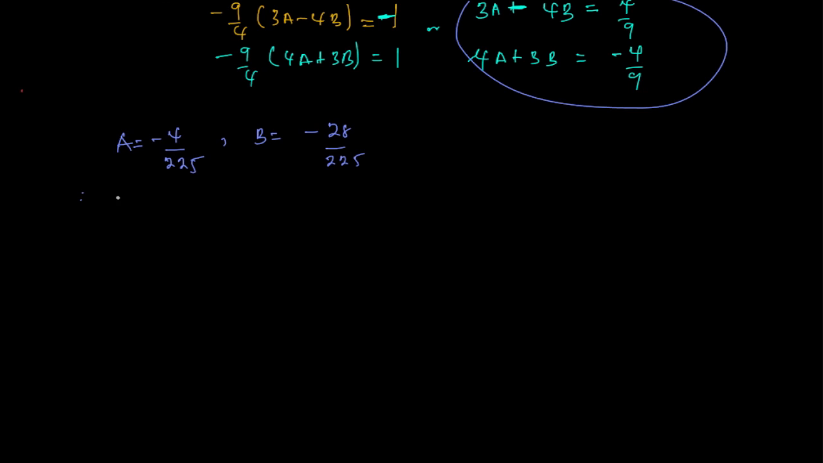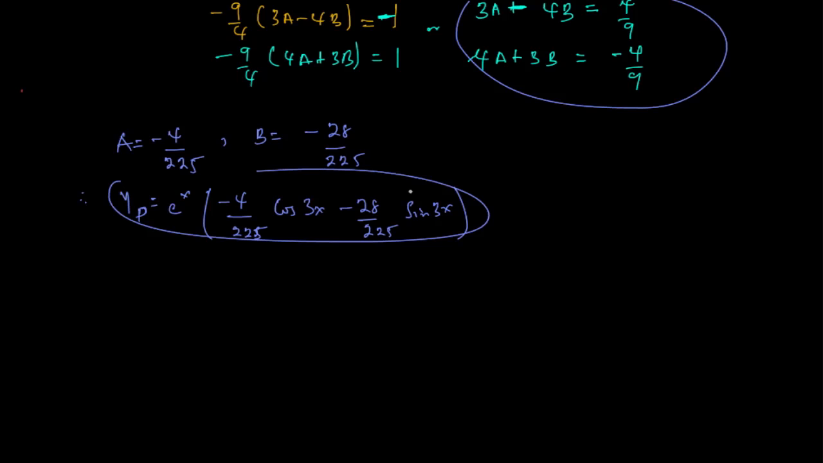Therefore, our yp, after making the substitution, is going to be e to the power x into minus 4 all over 225 cosine of 3x minus 28 divided by 225 sine of 3x. So this is what we have for our yp.